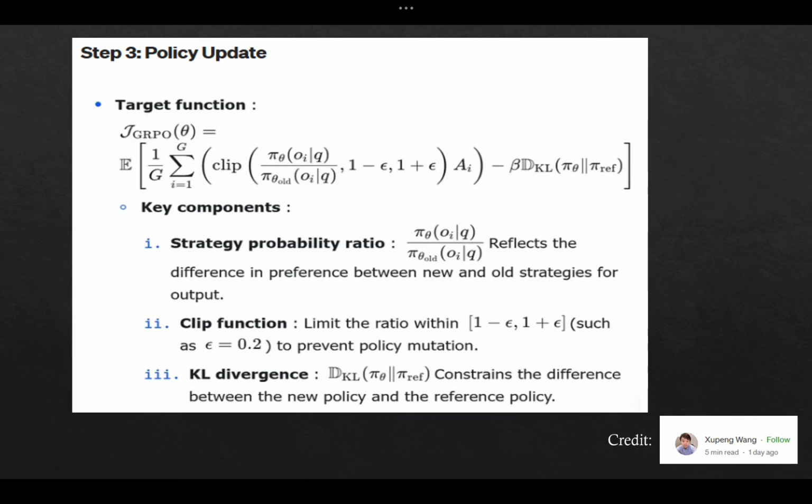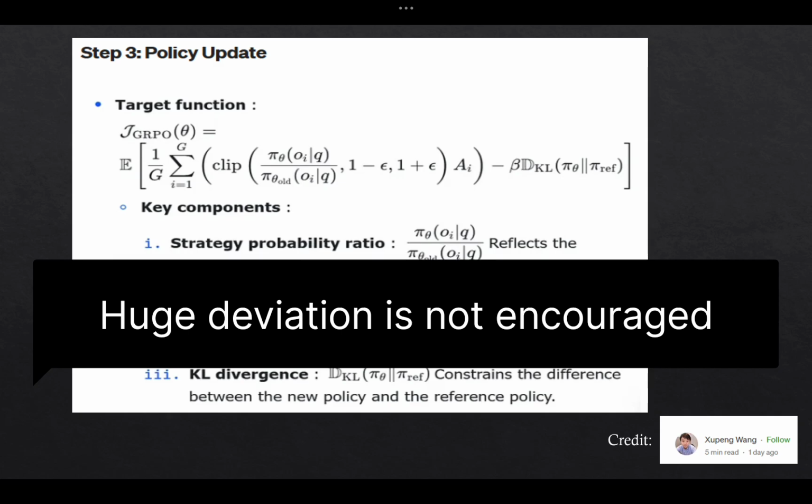The strategy probability ratio is a ratio of the new probability distribution that we are trying to optimize to the old policy that we have, right? You can denote the policy as pi theta, and then you have O1 given Q, where Q is the question and O1 is the output. The ratio reflects the difference in preference between the new and old strategies for the output, right? Then we have this clip function, which limits the ratio to a certain range. This prevents the output policy mutation, right? We don't want our output policy to deviate too far from the actual policy.